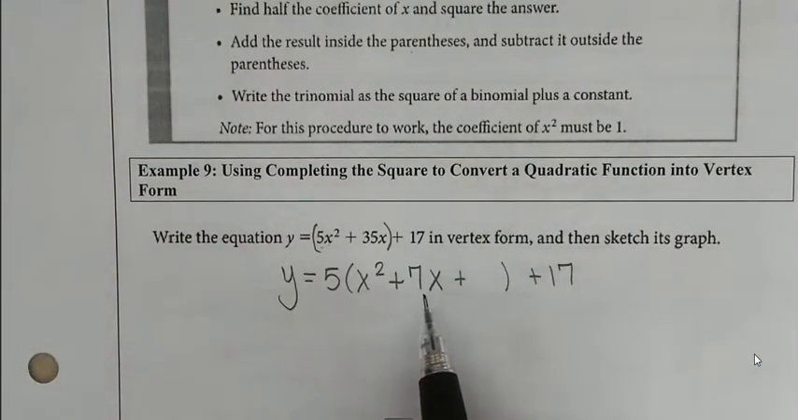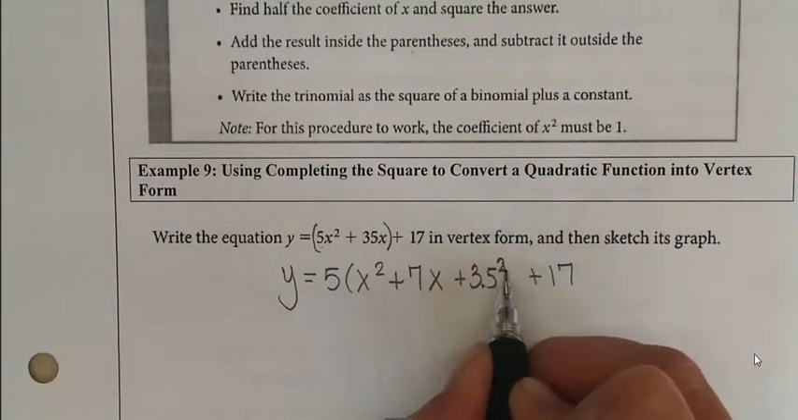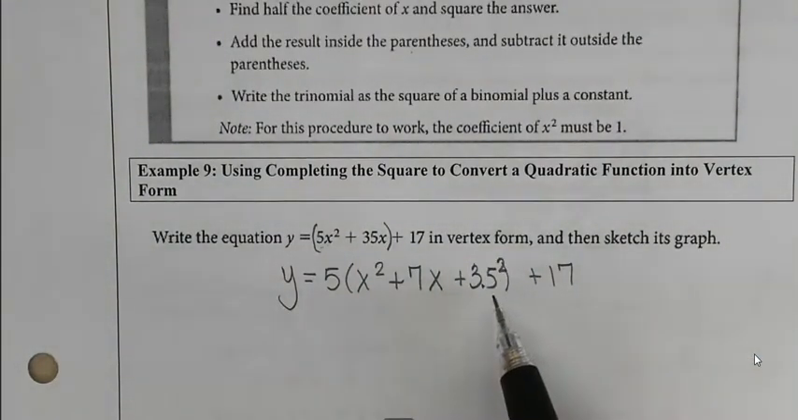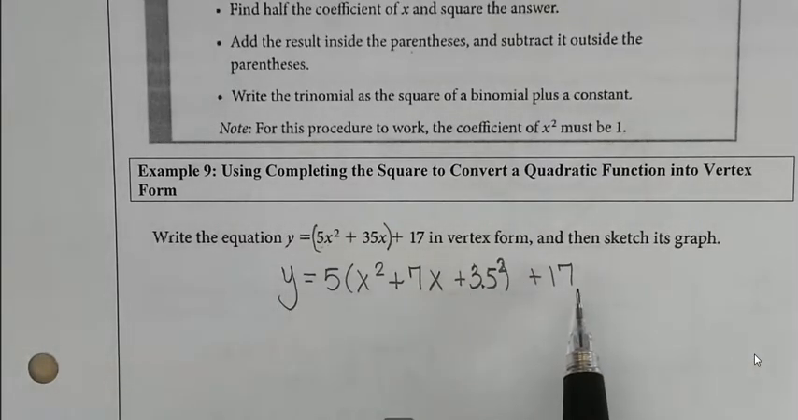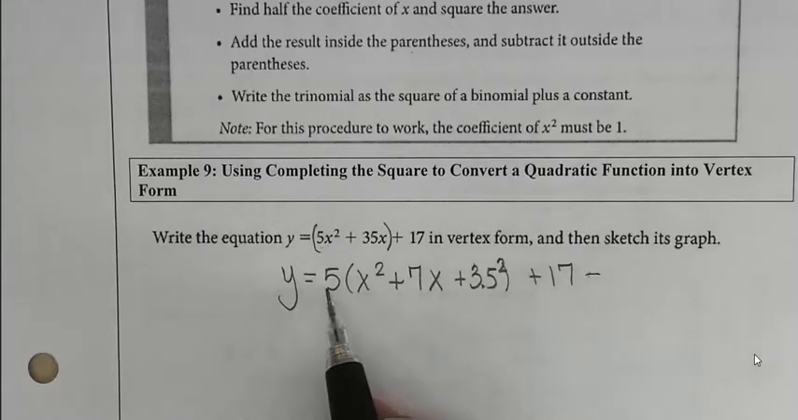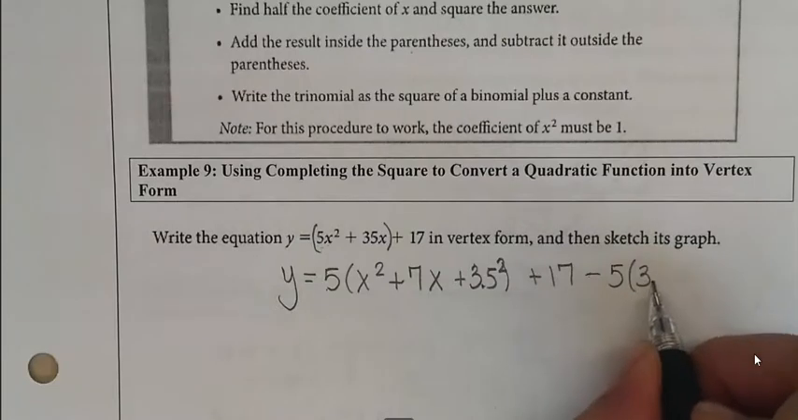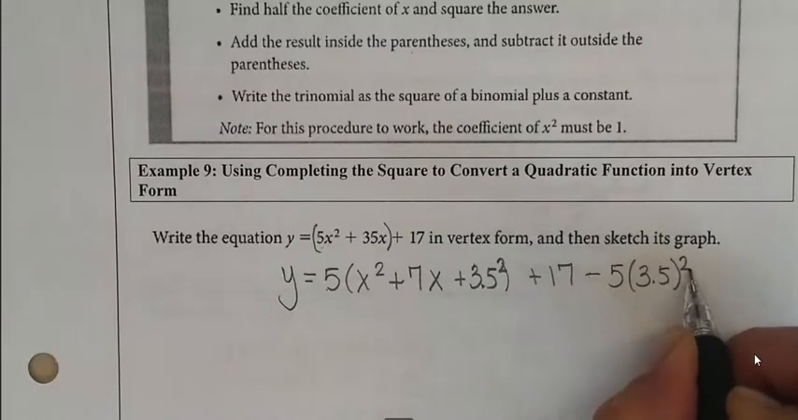Now what I'm going to add here is 7 divided by 2, squared. 7 divided by 2 is 3.5, so I'm adding 3.5 squared. Problem is, I need to get rid of this because I just added it to the side of the equation, so I have to balance that out by subtracting it. But it's really not 3.5 squared, it's 3.5 squared times 5. So I'm going to subtract 5 times 3.5 squared.